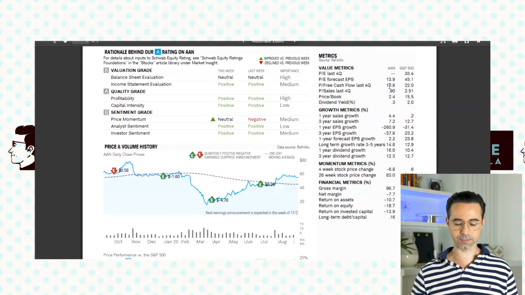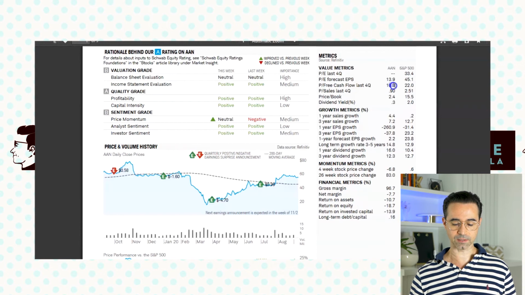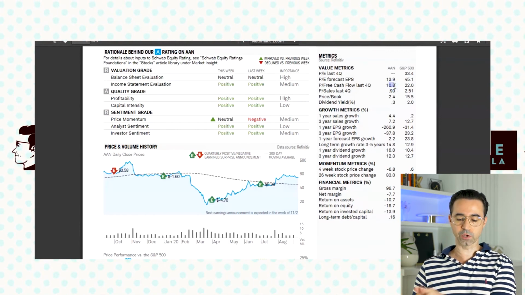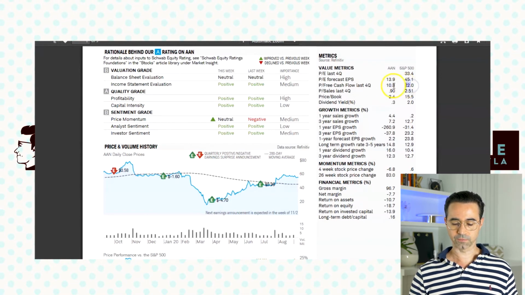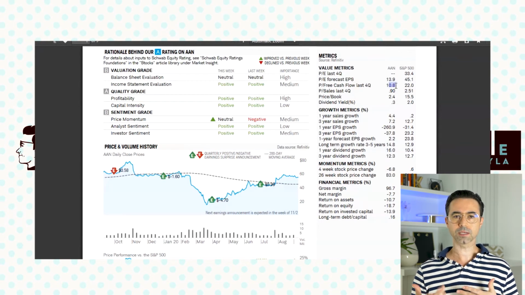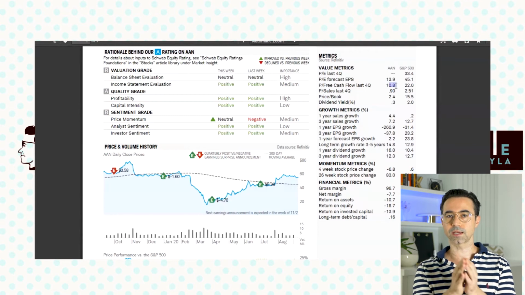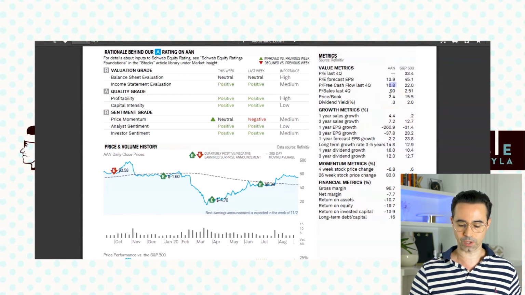So then you come over to things like price to free cash flow, which is an important metric, and this is as of the fourth quarter. It's got a lower price to free cash flow than the S&P 500, which has a 22 versus this company with a 10.8. So far this company is not looking like a very expensive company. It's not being considered a growth company. The market might be considering it a value company.